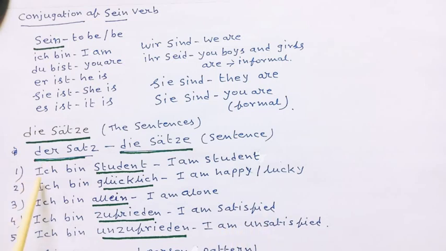So, ich bin Student, I am a student. Ich bin glücklich, I am happy or lucky. Ich bin allein, I am alone. Ich bin zufrieden, I am satisfied. Ich bin unzufrieden, I am unsatisfied.